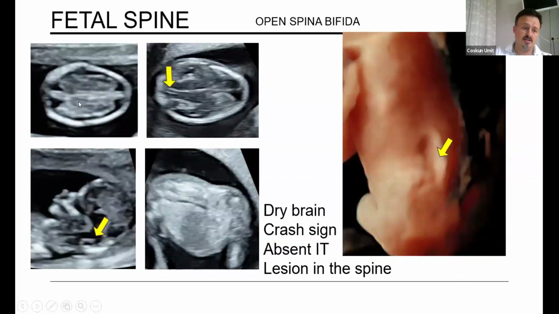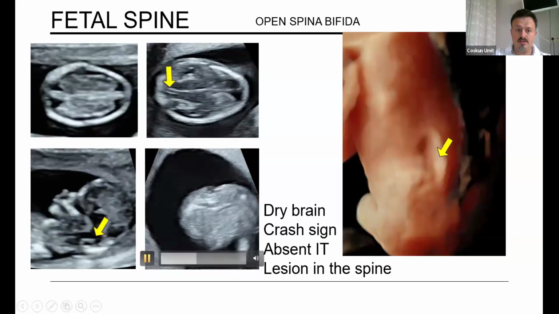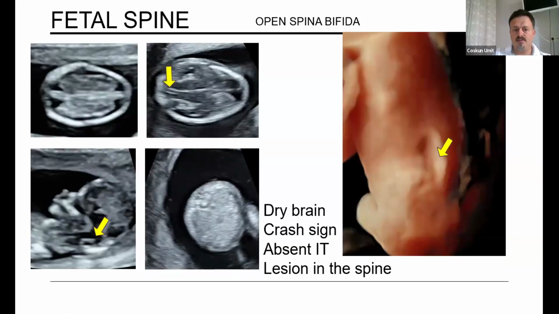Yes, and the crash sign is very important. In normal conditions, there is a space between the aqueduct and the occipital bone. But if there is an open spina bifida, the cerebral peduncles come and touch the occipital bone. This is like a car crashing into a wall. So this is the crash sign, and you can see the dry brain here, and there is no IT and a thick brainstem. Here is a good example of direct visualization of the defect.